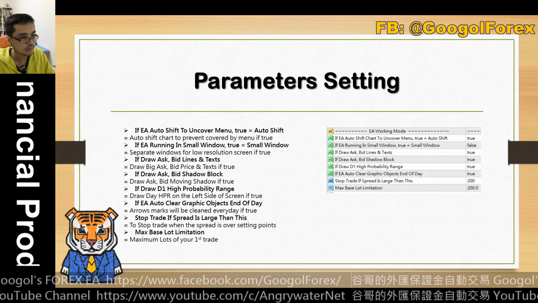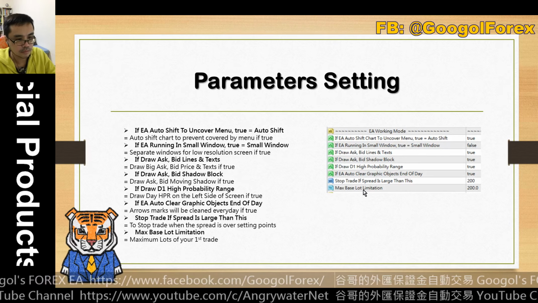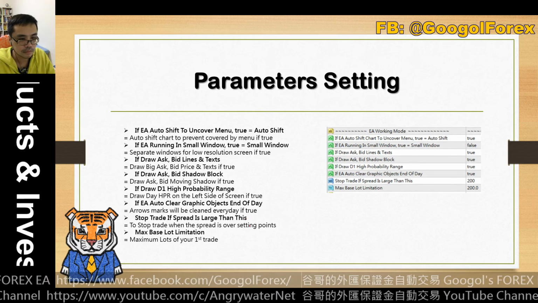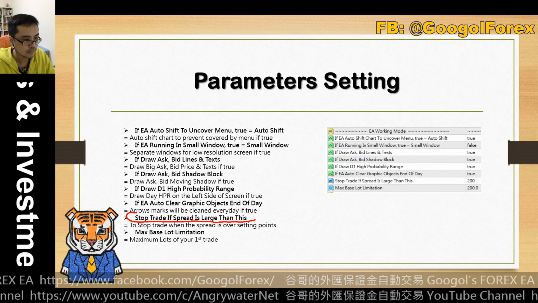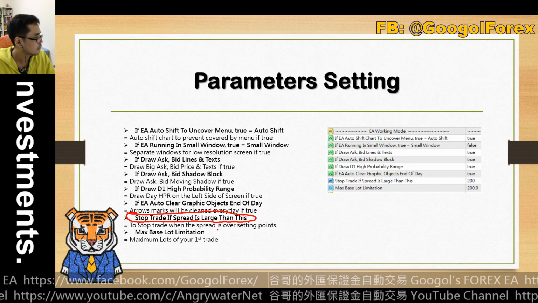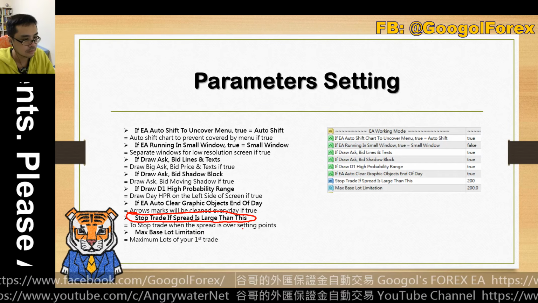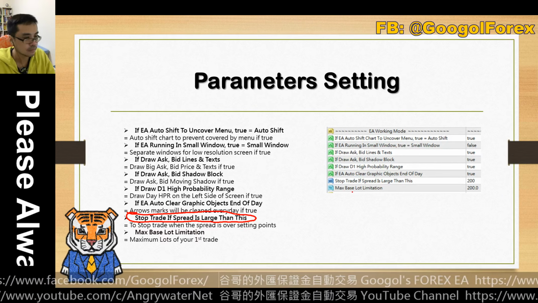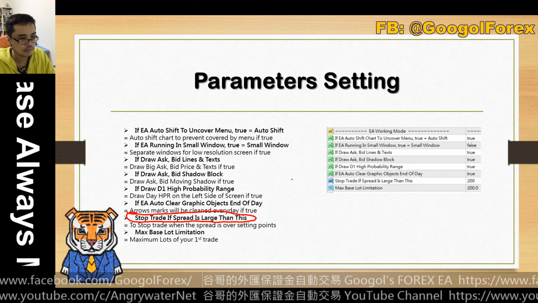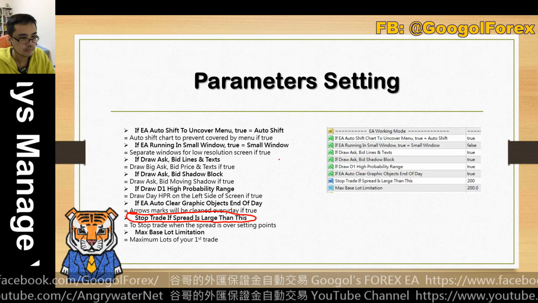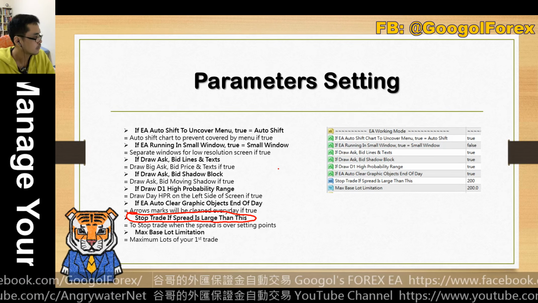The parameter named stop trade if spread is large will limit the robot from trading when the spread suddenly gets too high, such as during news events. We know the spread going very high is just a temporary dirty trick of brokers and liquidity providers, so we don't need to trade during those moments with higher risk. Usually the spread will come back to normal in just a few minutes, even seconds.